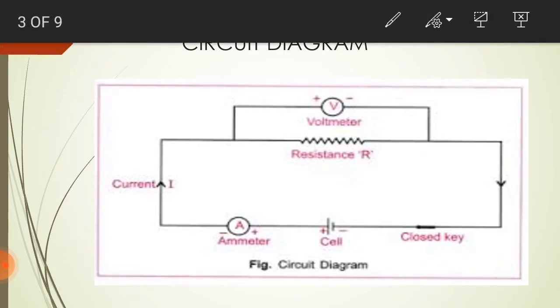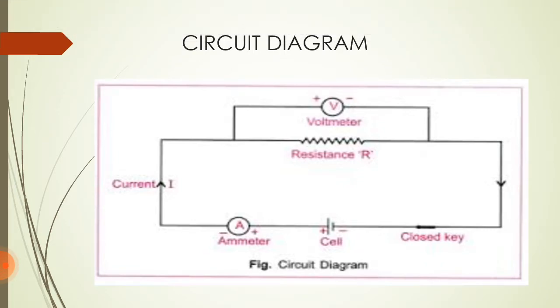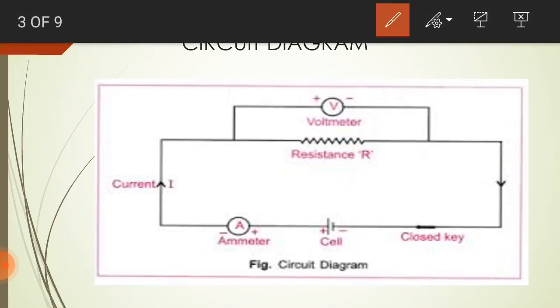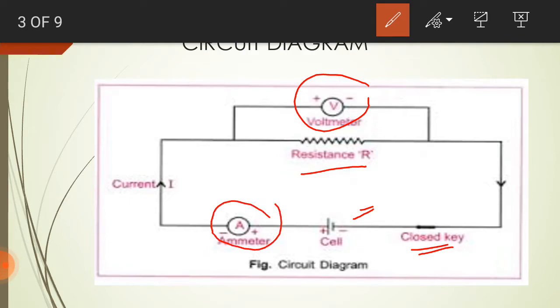This is the circuit diagram. You see what you are using. You are taking connecting wires. This is the battery or cells. This is the key. This is the voltmeter V. We join the voltmeter parallel to the resistor. This is the ammeter. We join it in series. So the resistor, the ammeter, the cell and the key are joined in series combination. The ammeter has very low resistance, but the voltmeter has very high resistance.